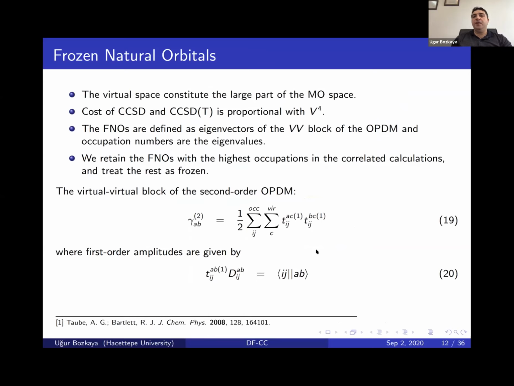The FNOs are defined as the eigenvectors of the VV block of the one-particle density matrix, and the occupation numbers are the eigenvalues. We retain the FNOs with the highest occupations in the correlated calculations and treat the rest as frozen. The virtual block of the second-order OPDM can be written in this form. Here, t_iC^aC are the first-order amplitudes. In other words, they are MP2 amplitudes.